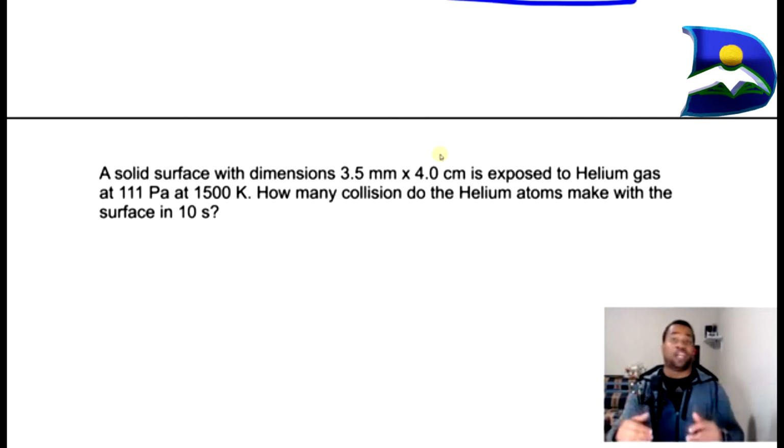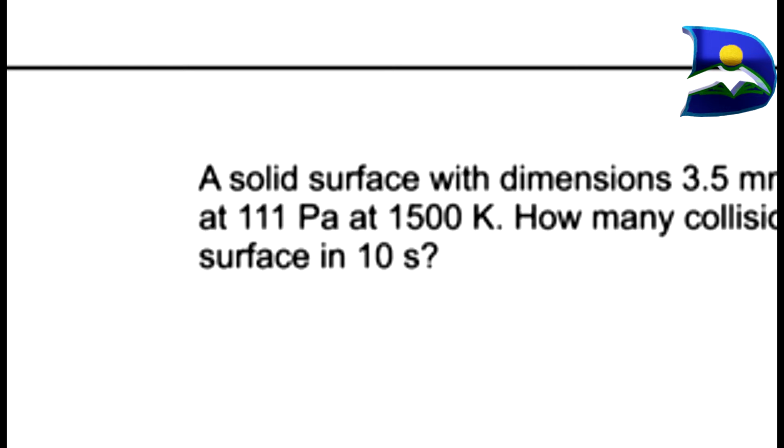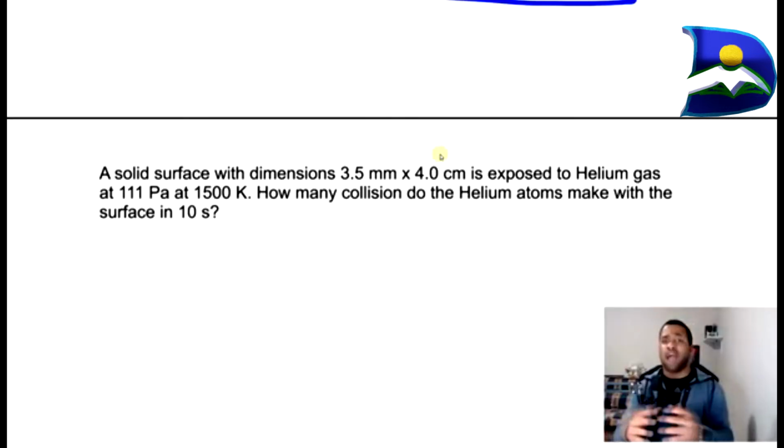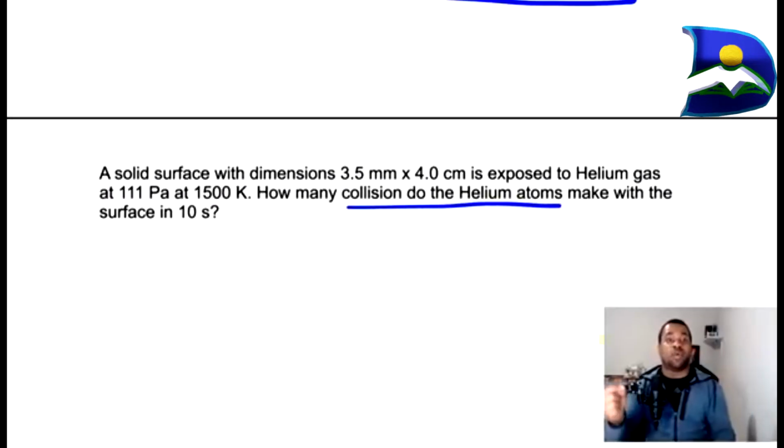Looking at this question, it says that a solid surface with dimensions of 3.5 millimeters by 4 centimeters is exposed to helium gas at a pressure of 111 and a temperature of 1500. And now you're asked, how many collisions do helium atoms make with the surface at that particular time?